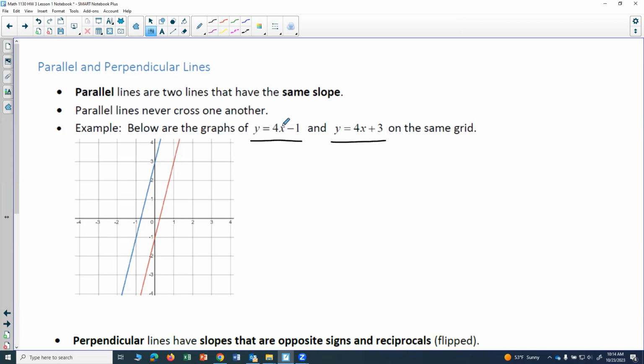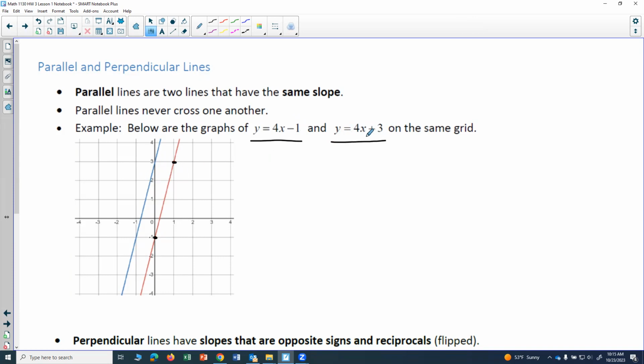So notice that they both have the same slope of 4. But the y-intercept of the first one is negative 1, and the y-intercept of the second line is plus 3. So if I graph those on the same grid, the one with the y-intercept of negative 1 would be here, and then the slope would be up 4 over 1 to get the second point.